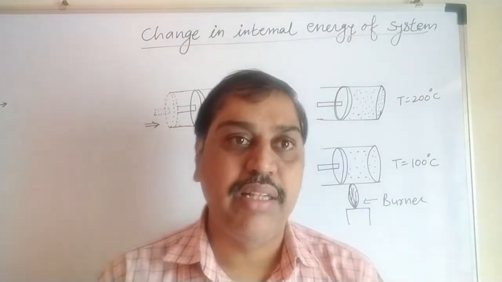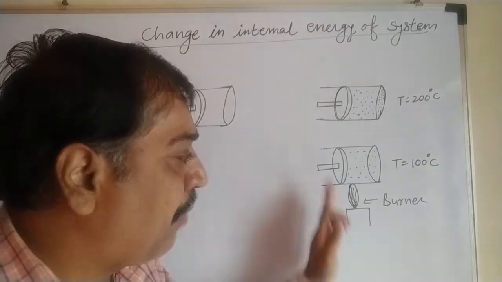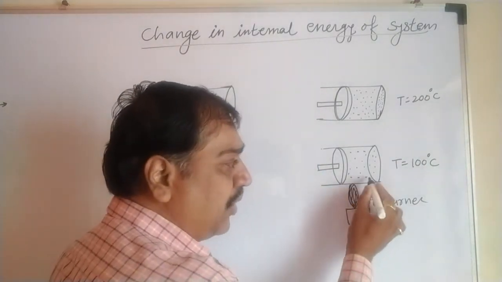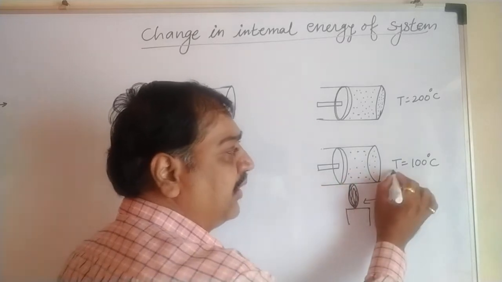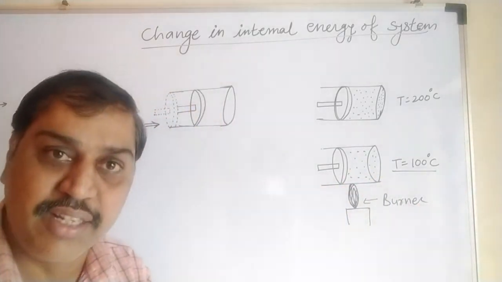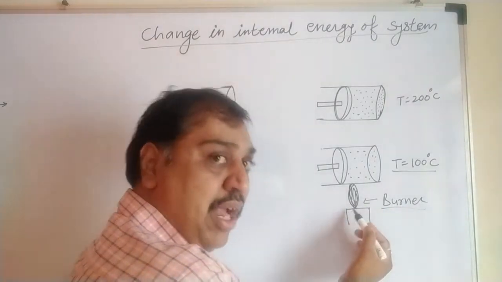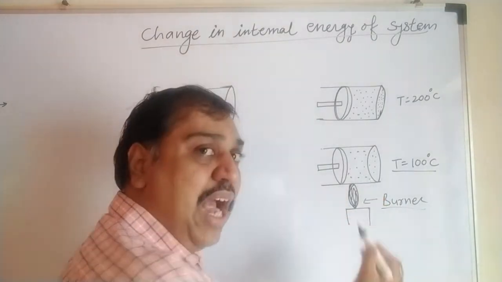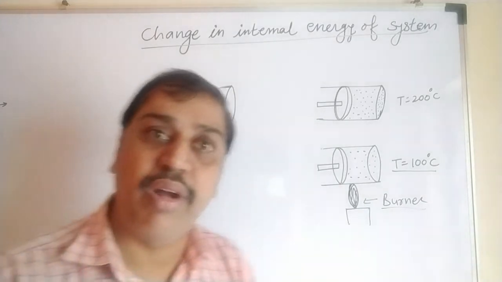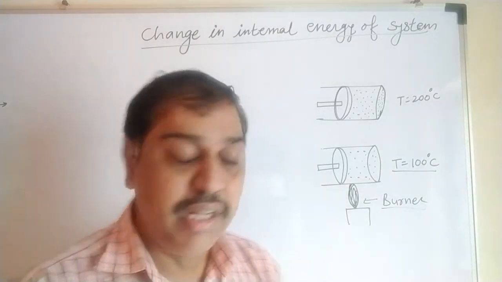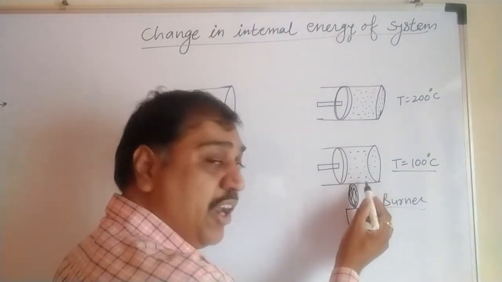The first method that I have explained within these two diagrams is this: just attach one burner to the system. Suppose initially the system has a temperature of 100 degrees Celsius. When we start heating it, we apply the burner flame and heat this gas. As we started heating the gas, what will occur? The temperature of the gas gets changed. That means the internal energy gets increased.